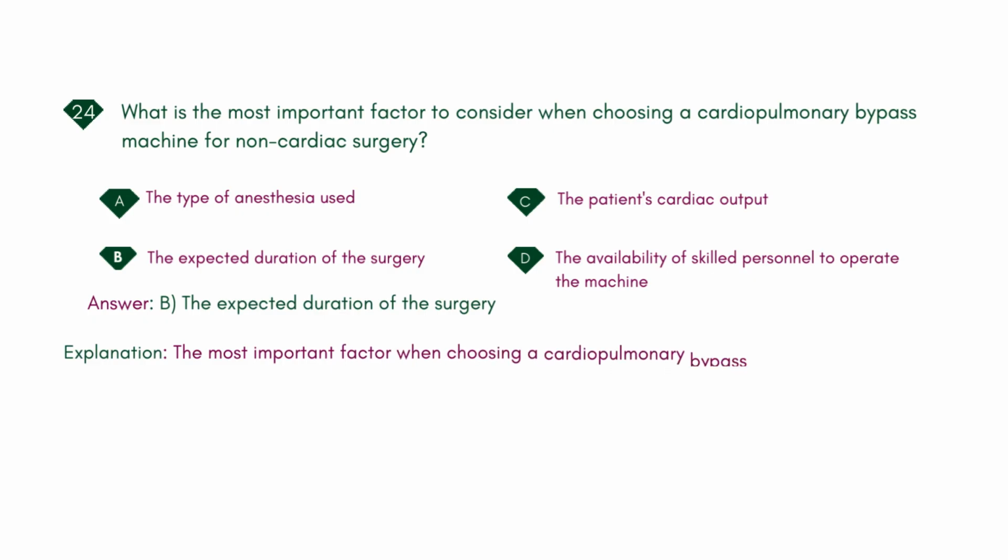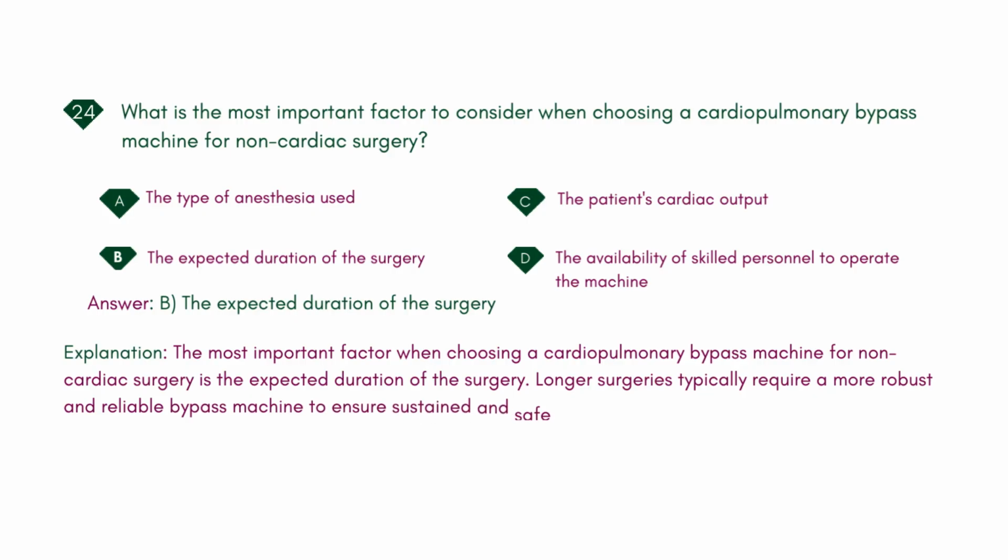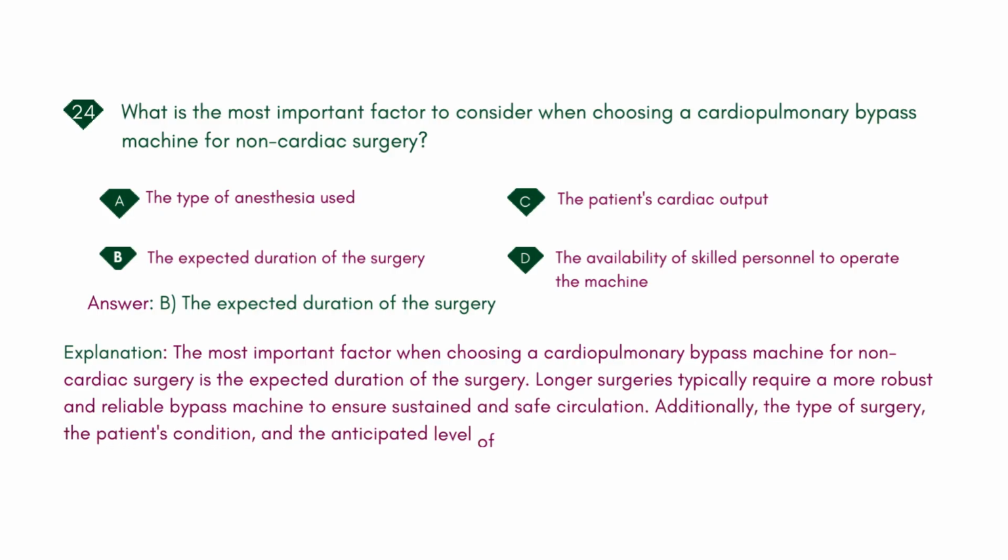Explanation: the most important factor when choosing a cardiopulmonary bypass machine for non-cardiac surgery is the expected duration of the surgery. Longer surgeries typically require a more robust and reliable bypass machine to ensure sustained and safe circulation. Additionally, the type of surgery, the patient's condition, and the anticipated level of complexity can influence machine choice.